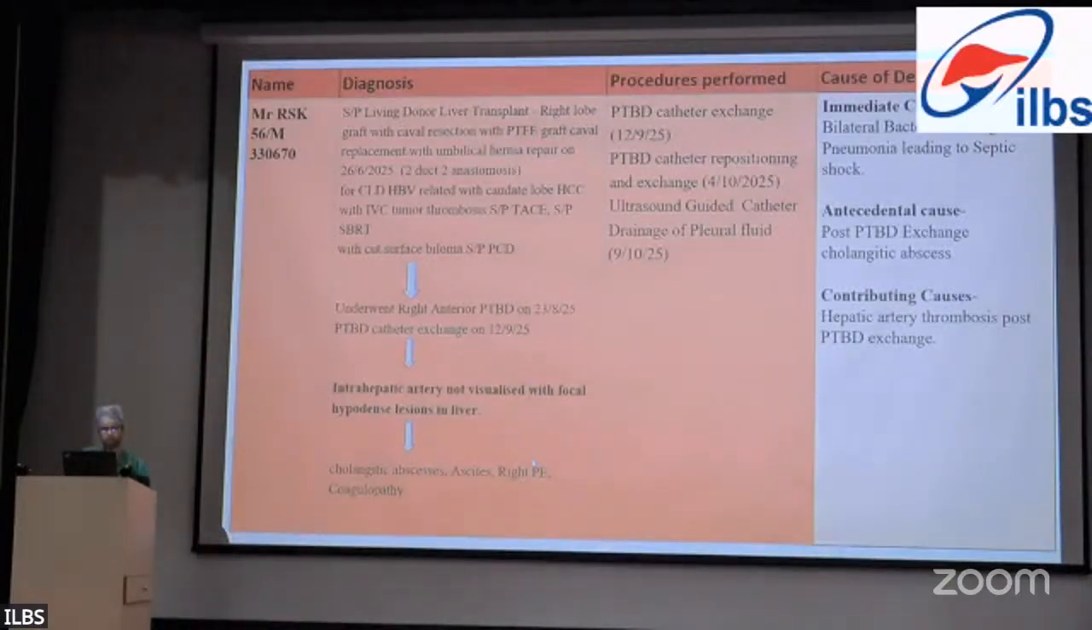After which he developed a hepatic artery that was not visualized, and there were focal hypodense lesions in the liver on the scan done the day after PTBD, as his liver enzymes had increased. They tripled. So he developed cholangitic abscess, and later he developed ascites, right pleural effusion and coagulopathy. He then developed bilateral bacterial and fungal pneumonia leading to septic shock, and the antecedent cause was post PTBD exchange cholangitic abscess and hepatic artery thrombosis.